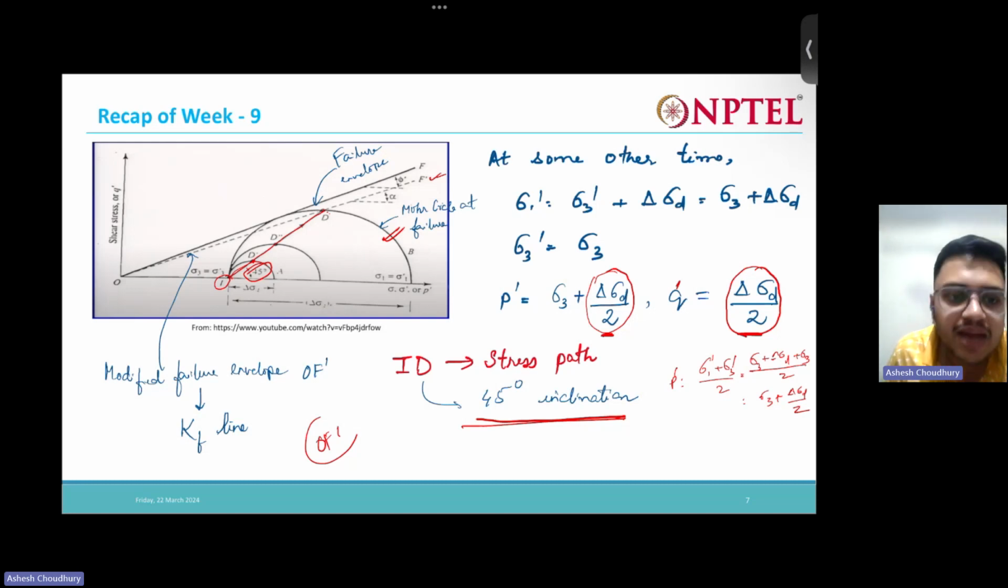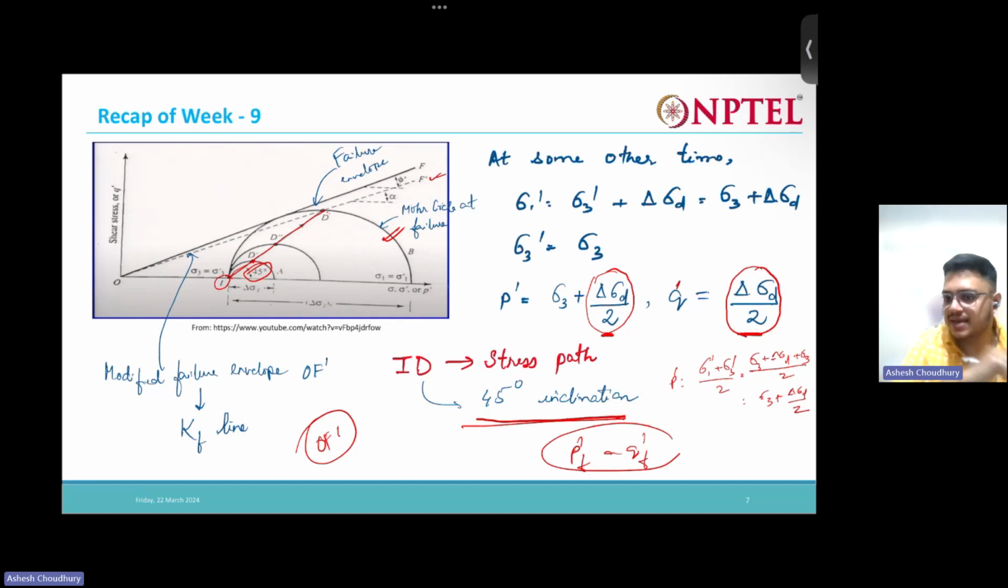So the modified failure envelope is what you can see here. How can we get the modified failure envelope? If we plot the p prime at failure and q prime at failure for different tests and then join the points, that line will give us the modified failure envelope for that soil. We will get a straight line, and that line is called the modified failure envelope.